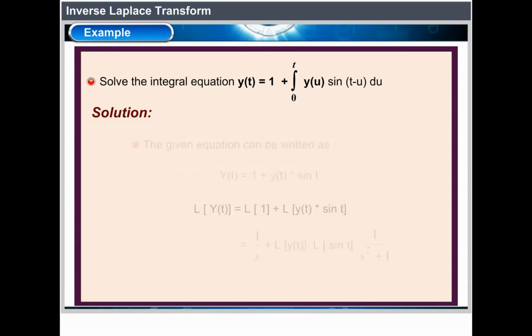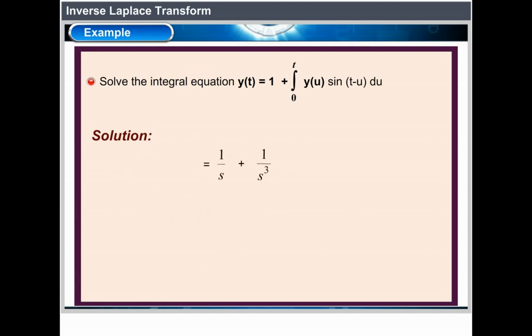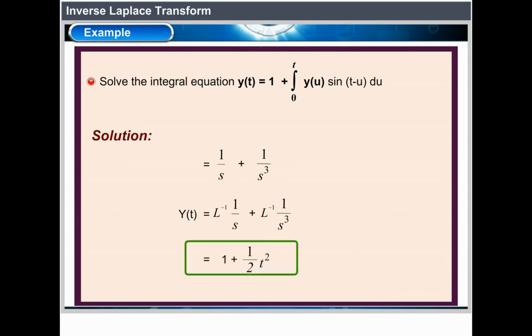1 − 1/(s² + 1) times L[y(t)] = 1/s. s²/(s² + 1) times L[y(t)] = 1/s. L[y(t)] = (s² + 1)/s³ = 1/s + 1/s³. y(t) = L⁻¹[1/s] + L⁻¹[1/s³] = 1 + (1/2)t².